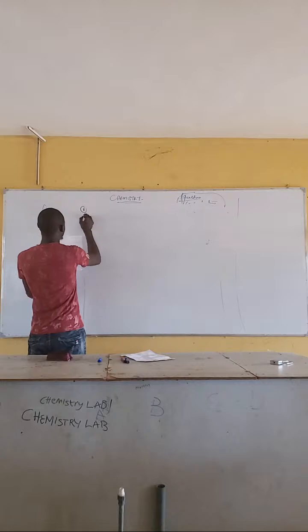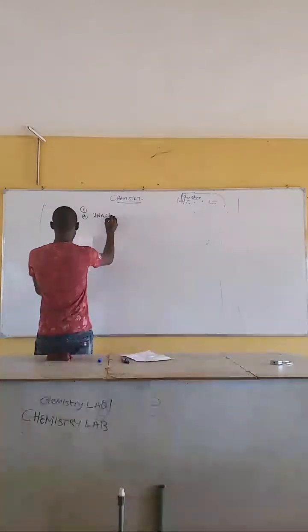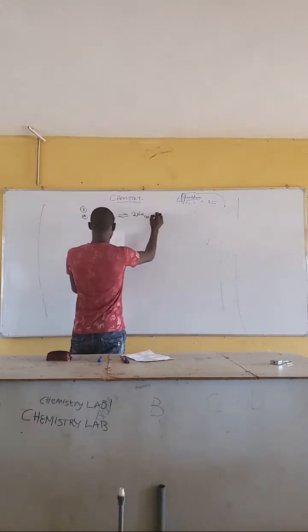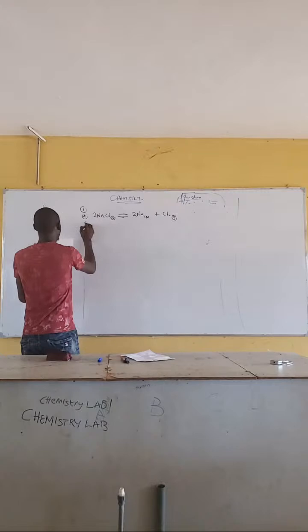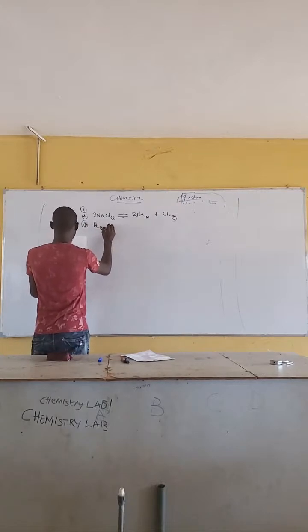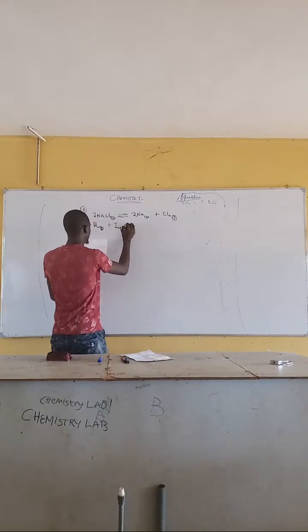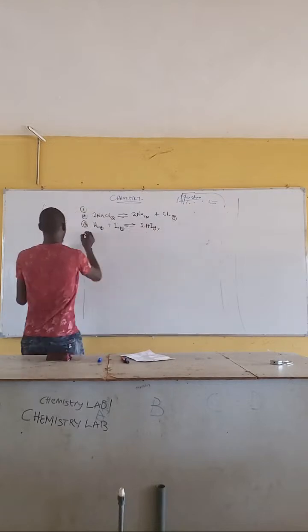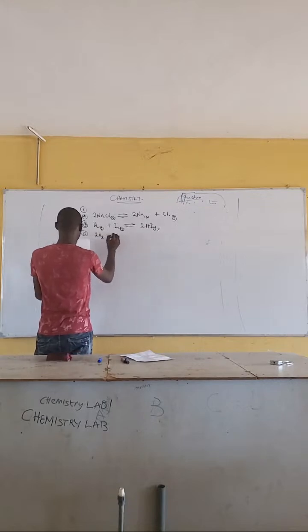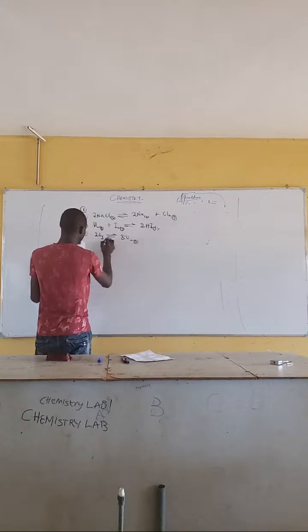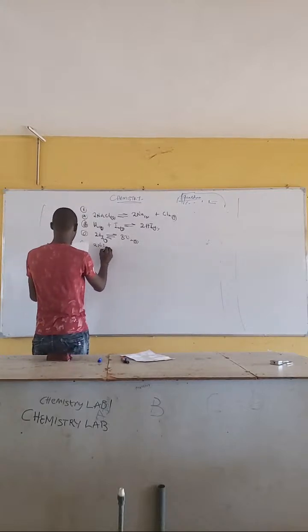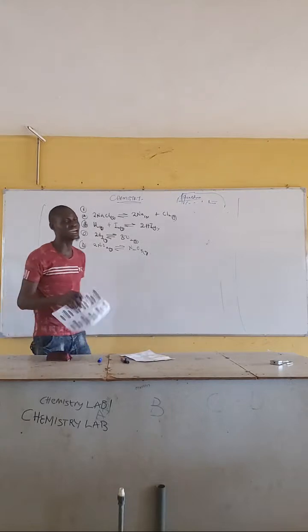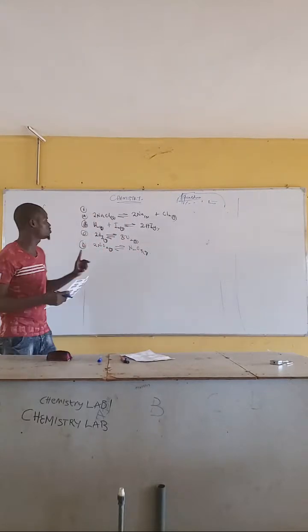Let's take option A. Option A, I have 2NaCl solid, and then 2Na solid plus Cl2 gas. B, we have H2 gas plus I2 gas, and then we have 2HI gas. Option C, I have 2O3 to give 3O2, all gases. And option D, we have 2NO2 gas and then N2O4 gas. Which of them is not affected by pressure? These are the options. Which of the following are not affected by the pressure?